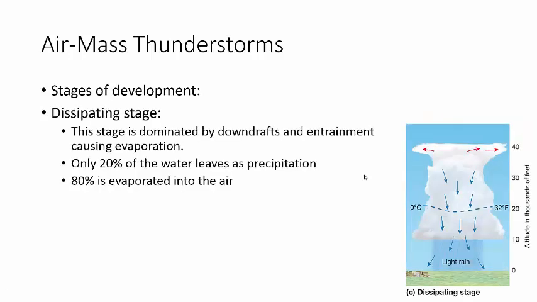Now, the dissipating stage. Well, this is when the storm begins to die. And in the dissipating stage, it's just downdrafts. Just full downdrafts, sinking, pulling the rest of the water out of the cloud. Now, it's also interesting that for a thunderstorm, 20% of the water that leaves actually hits the ground as precipitation. 80% of it is evaporated before it can hit the ground.